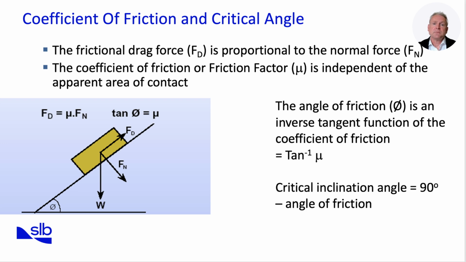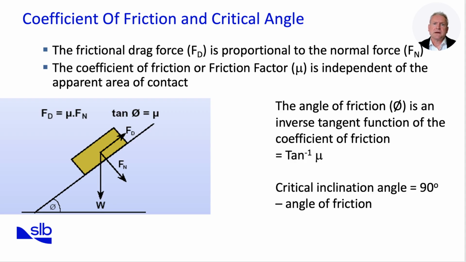The coefficient of friction, often denoted by mu, is defined as the ratio of frictional force to normal force. Importantly, this coefficient is independent of the apparent contact area, meaning that drag is governed by surface roughness, formation characteristics, and mud lubricity, not by how much surface is in contact. The angle of friction is simply the arctangent of mu. For example, if mu equals 0.4, the angle of friction is 21.8 degrees.